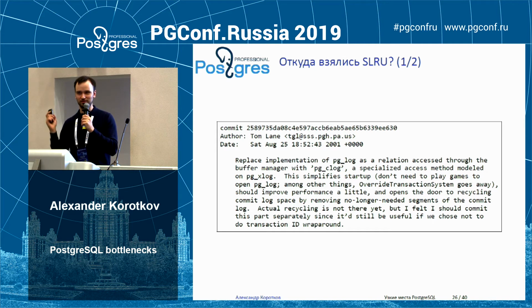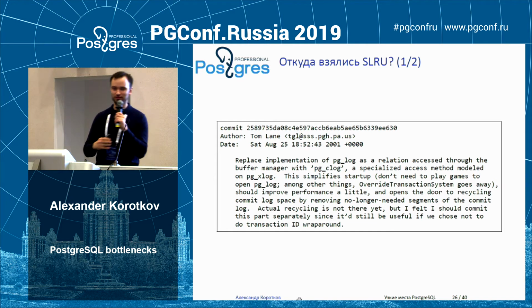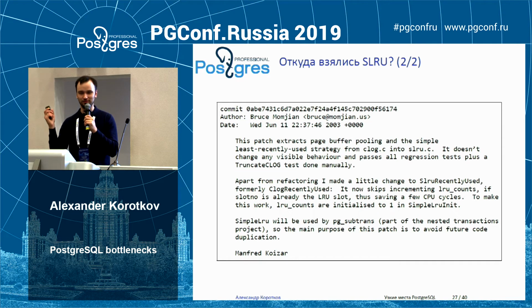By commit hash. So this is a log where we actually commit transactions. Then we got a separate standalone structure. Very simple. That should work faster than the buffer manager under load. And it used to work faster than the buffer manager back then, considering the load back then.